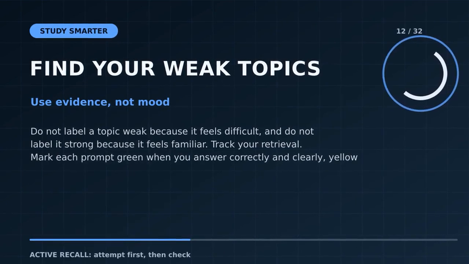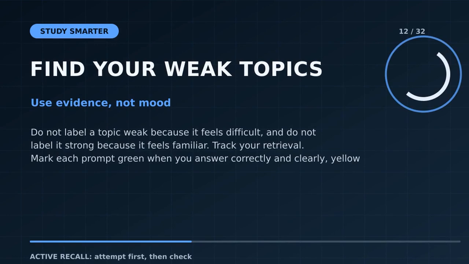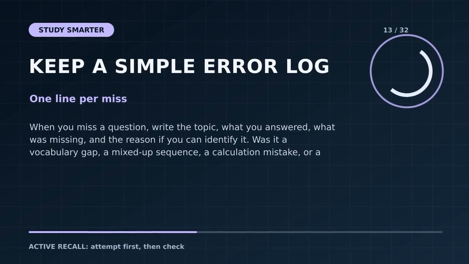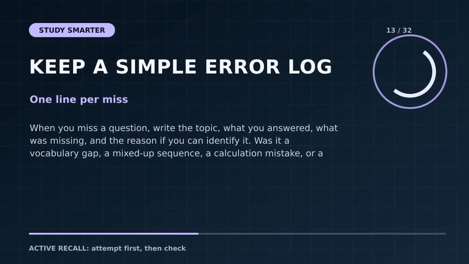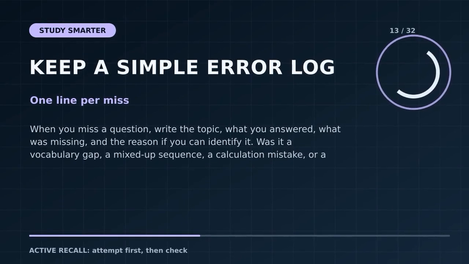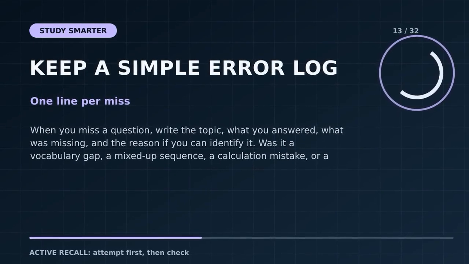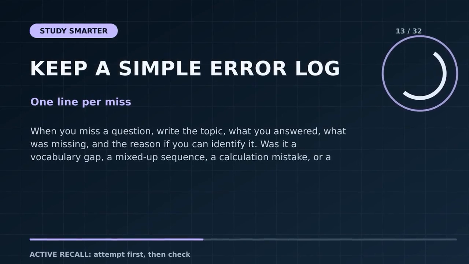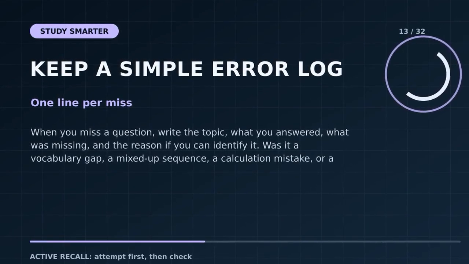Mark each prompt green when you answer correctly and clearly, yellow when you need a hint or make a small error, and red when you cannot produce the answer. Your red and yellow prompts are tomorrow's map. When you miss a question, write the topic, what you answered, what was missing, and the reason if you can identify it. Was it a vocabulary gap, a mixed-up sequence, a calculation mistake, or a misunderstood question? This keeps you from repeating a vague plan like "study chapter 3 again." You can target the actual failure.